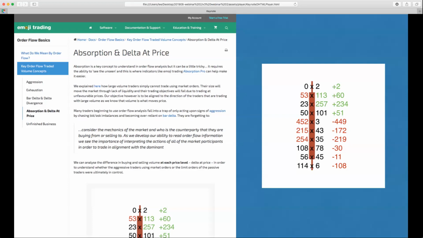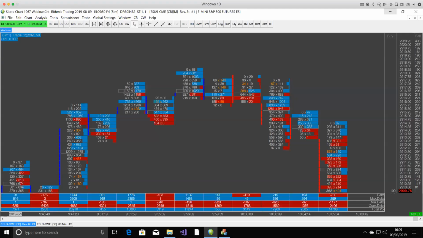So as a very simple measure, what we are looking for is, are we below areas of positive delta? Are we above areas of negative delta? If we are below positive delta, passive sellers have absorbed aggressive buying. If we are above levels of negative delta, passive buyers have absorbed aggressive selling. So I'm going to switch over to my Sierra Chart, and we can start to see how, with no indicators, we can start to visualize this.